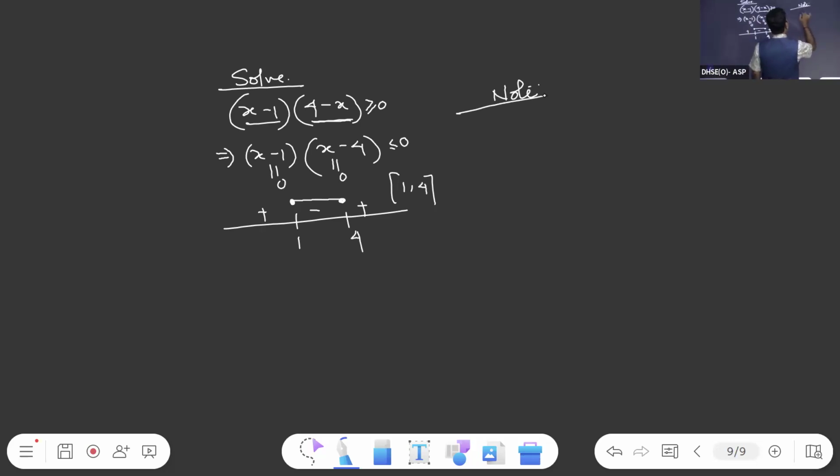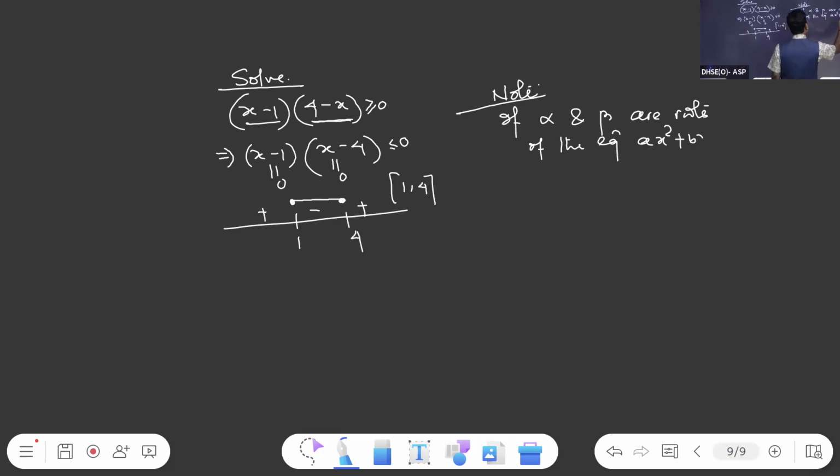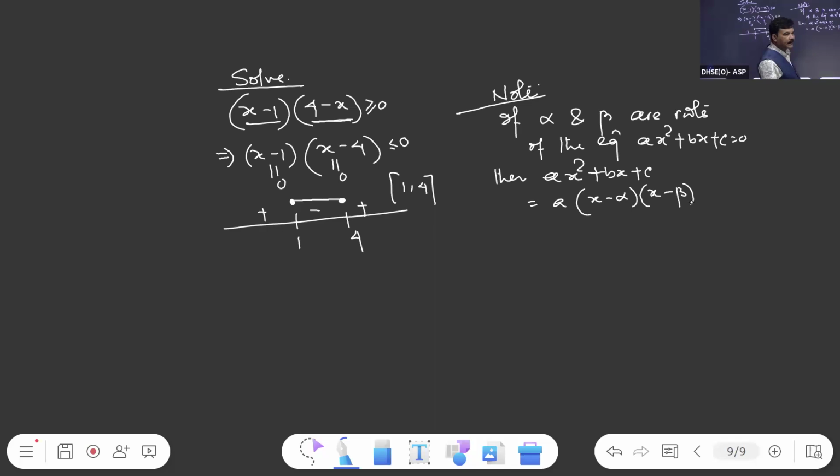If alpha and beta are roots of the equation ax square plus bx plus c is equal to 0, then by factor theorem, ax square plus bx plus c can be factorized as a times x minus alpha into x minus beta.